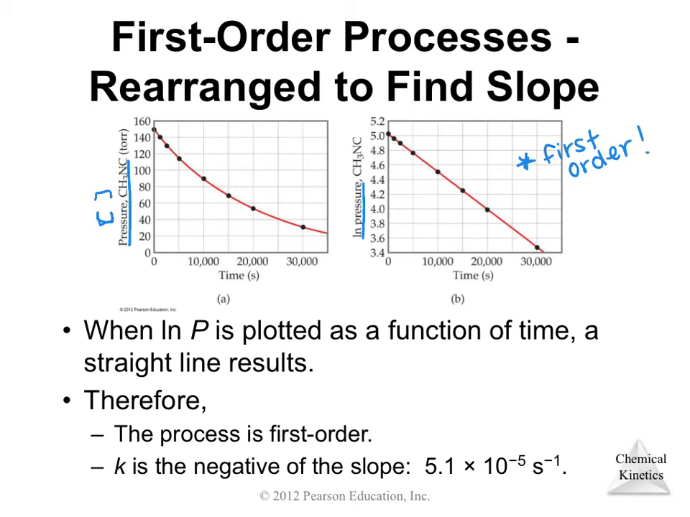If we wanted to find the rate constant, the K value, we would find the slope. So when we did that, or when they did that, they calculated this to be the rate constant, and now we can predict the concentration at many different times.